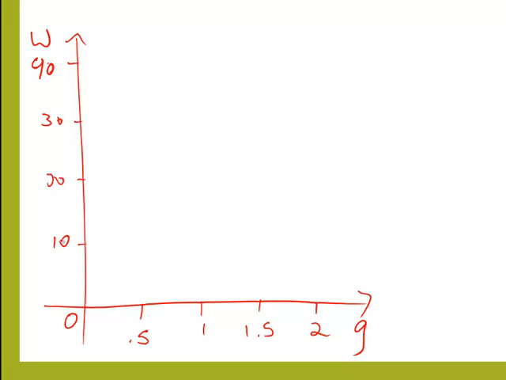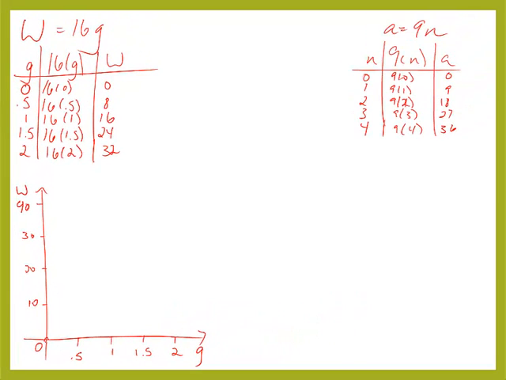Okay, so now let's plot these. Our first point is 0, 0. So put a point at 0, 0. Let's see, 0.5, 8 is about right here. 1, 16 is about here. 1.5, 24, maybe like right here. And 2, 32. Okay.